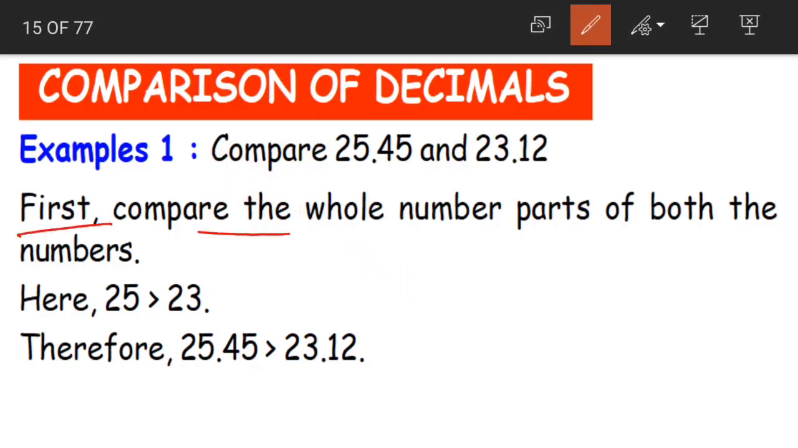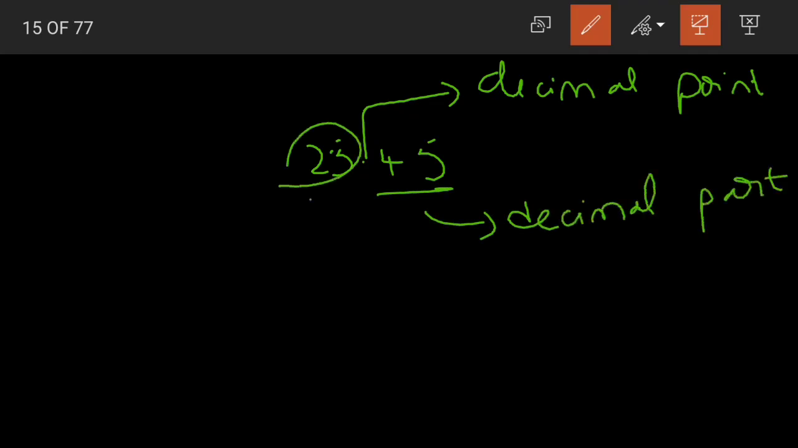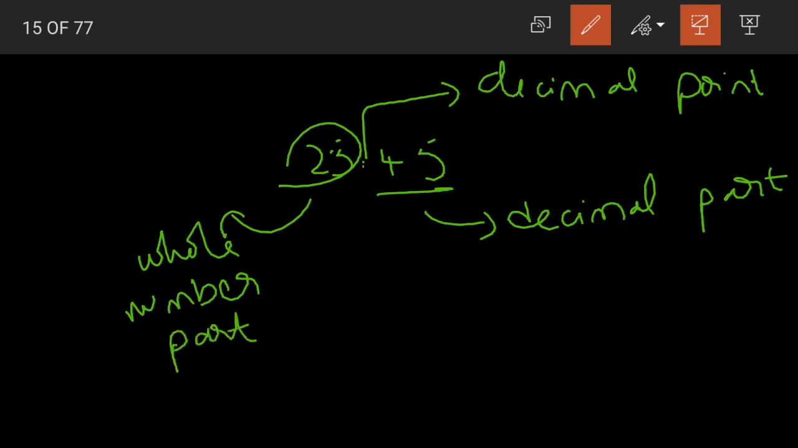What are the steps? First, compare the whole number parts of both the numbers. See, here the decimal number is, let me write here, 25.45. Yes, we've learned this is our decimal point. This 45 becomes our decimal part. And this 25 here becomes our whole number part. I think I had missed telling about this detail. Yes, children, we have these different parts. This is our decimal point. These two numbers become our decimal part and this becomes our whole number part.